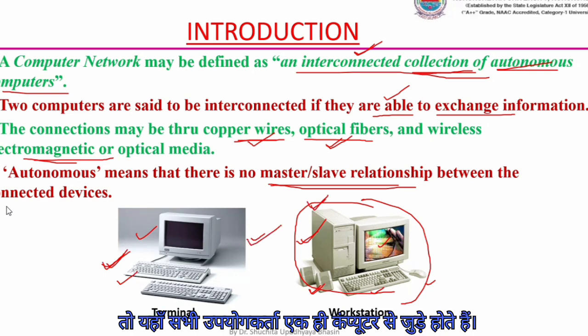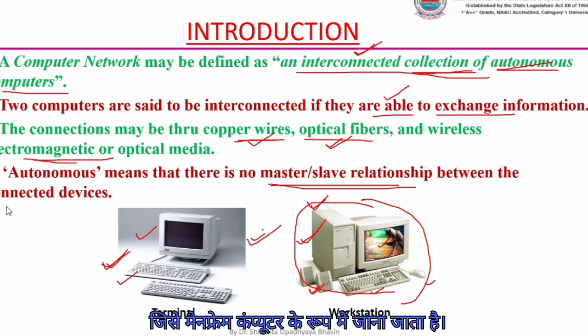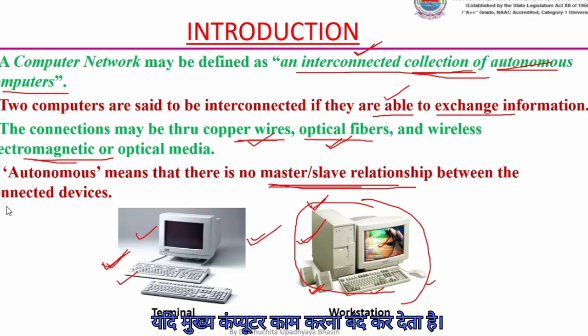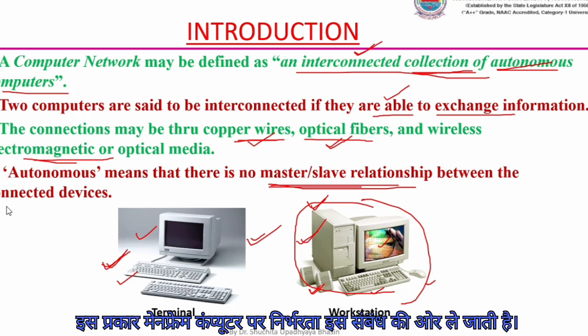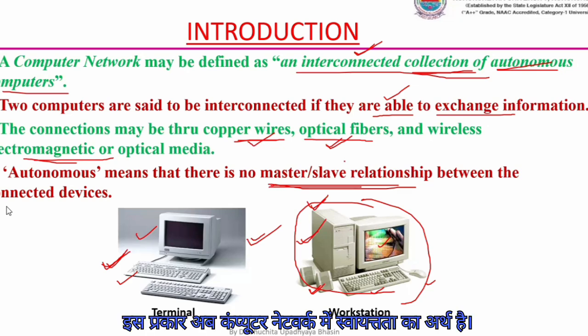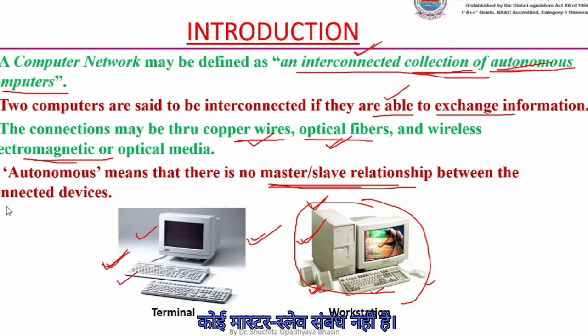So here all users are connected to a single computer, which is known as a mainframe computer. So there they have a master-slave relationship. Main computer is working, everybody is working. If the main computer stops working, all the work of the users will come to a standstill. So dependency on the mainframe computer leads to this master-slave relationship. So autonomous now in computer networks means there is no master-slave relationship.